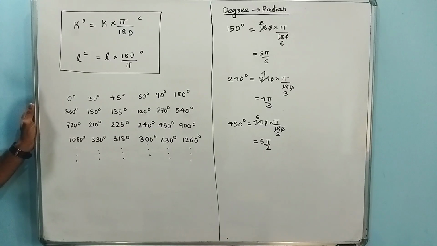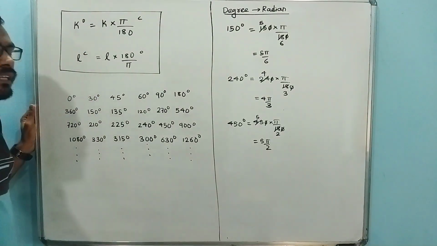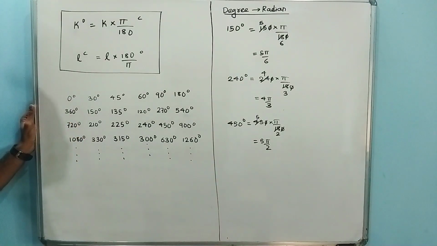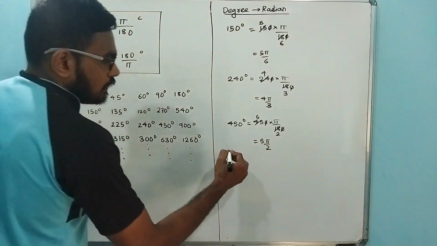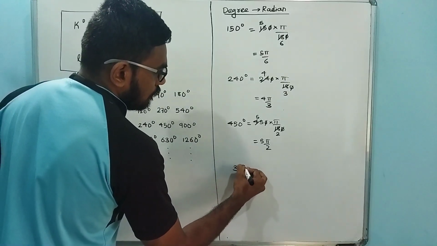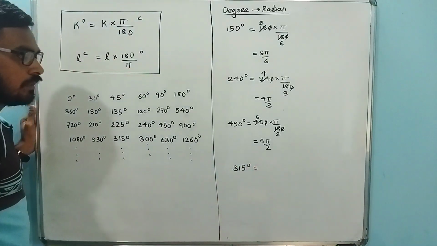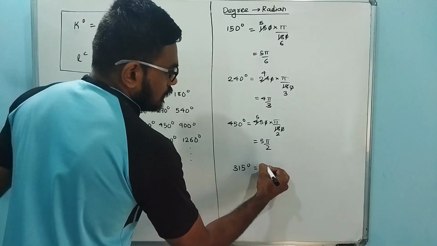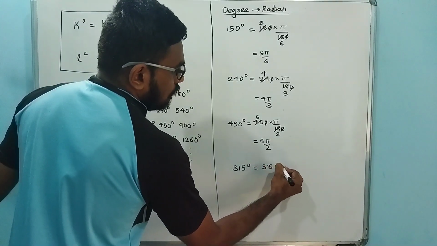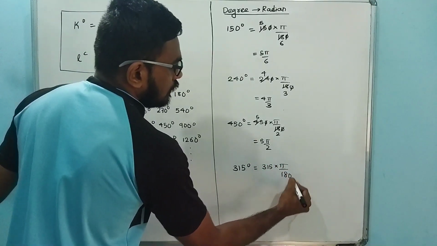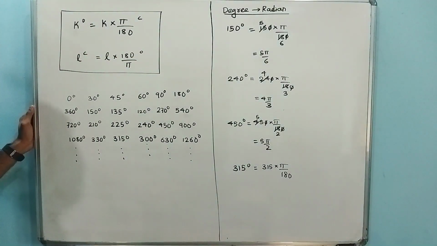And the second case, when the last digit is 5. If the last digit is 5, most probably that number will be a multiple of 45. Okay. For example, 315 degree. 315 into pi by 180. Okay. So what to do here now?